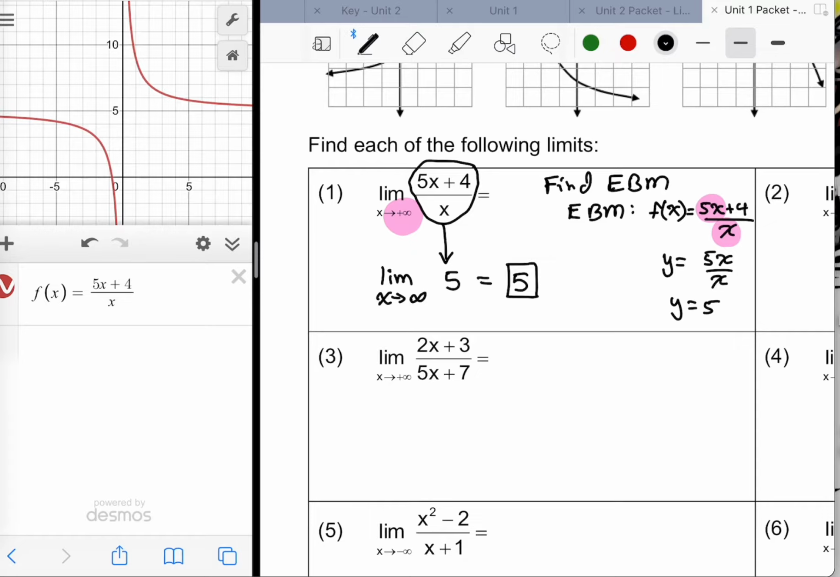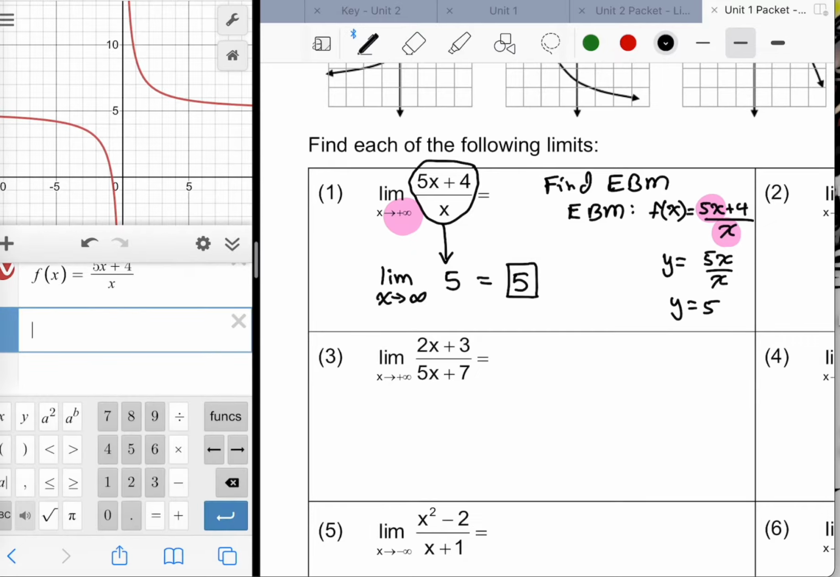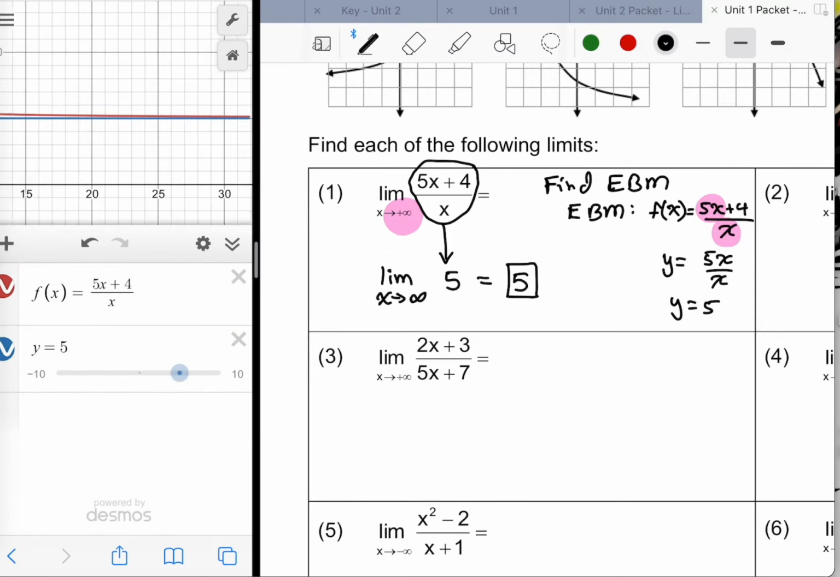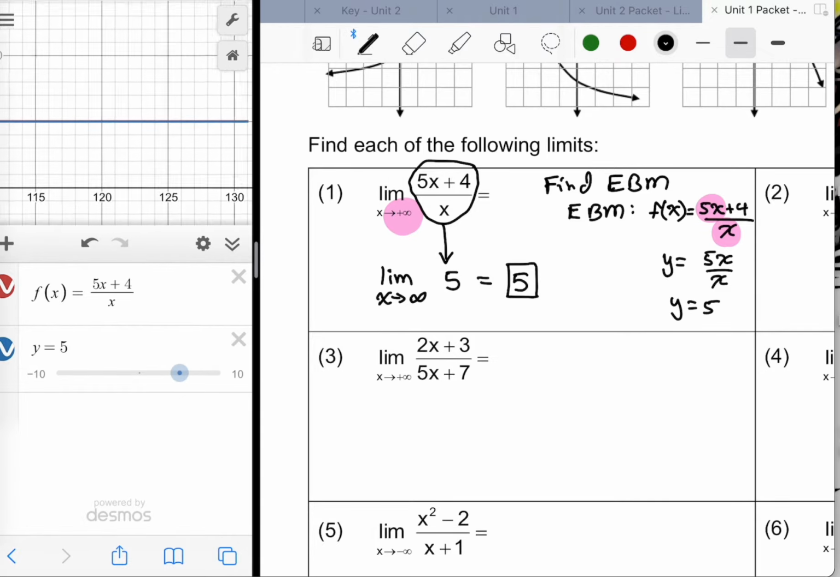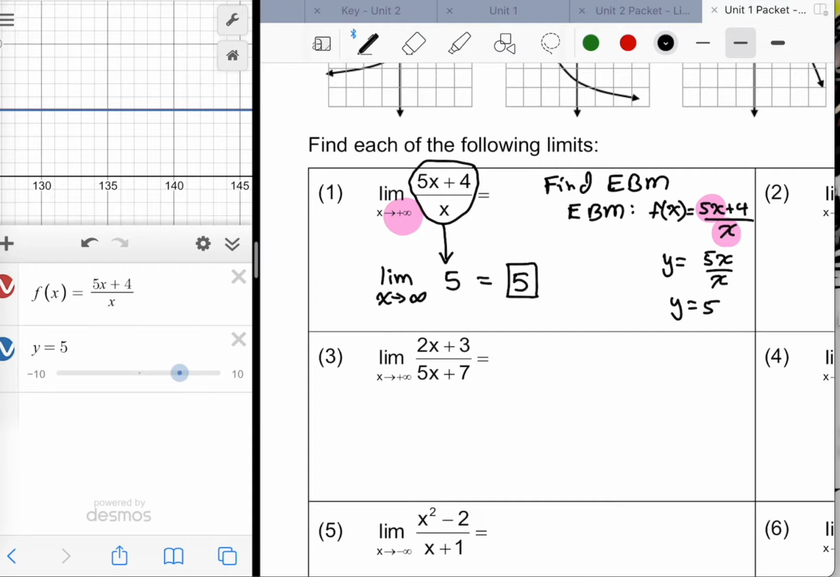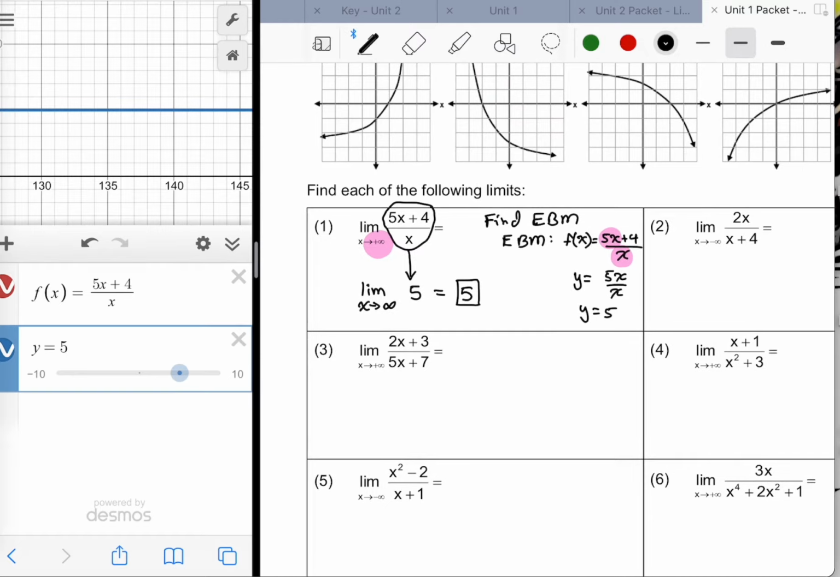All right, so what we just found, y equals 5, by finding the end behavior model, we found the horizontal asymptote. That would be the horizontal line that the graph is approaching. Wonderful. So if I'm looking for the limit as x approaches infinity, I would just scroll and take a look to see what y value the curve is approaching as I go further and further to the right. Graphically, it appears that it's leveling off at 5. All right, so you can get it graphically, but we want to get to a point where we can do it analytically.